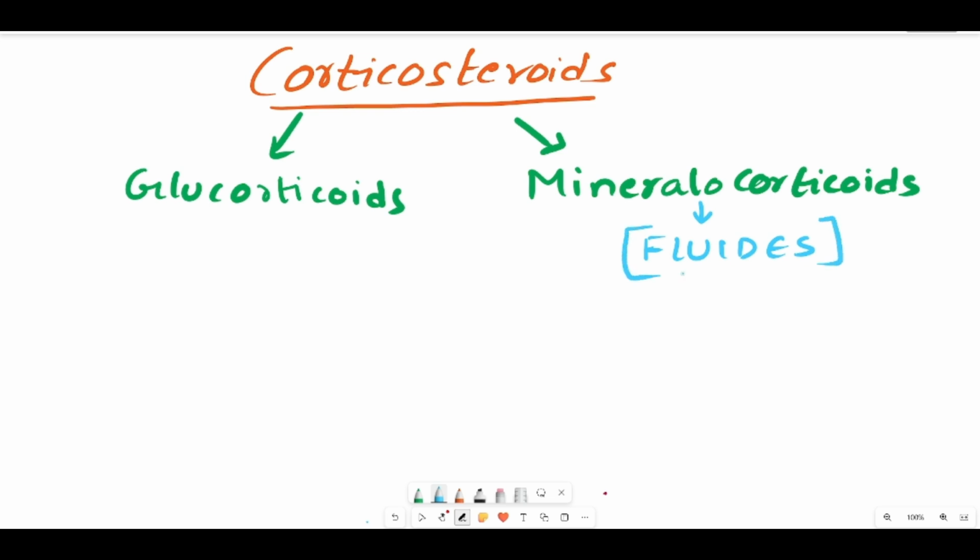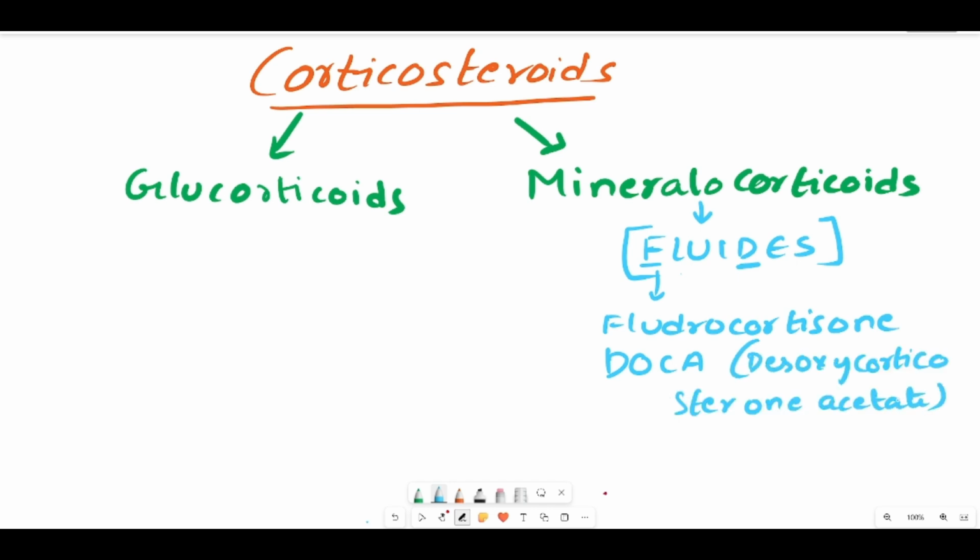For mineralocorticoids, remember FLUIDS, where F means it is fludrocortisone, D means it is DOCA, and the full form of this is desoxycorticosterone acetate. Now, with the term A, there is one more drug, which is aldosterone.